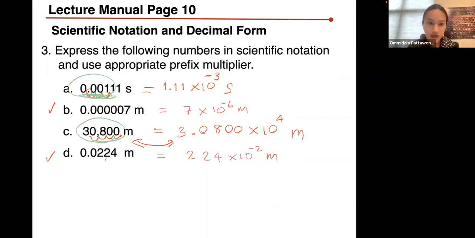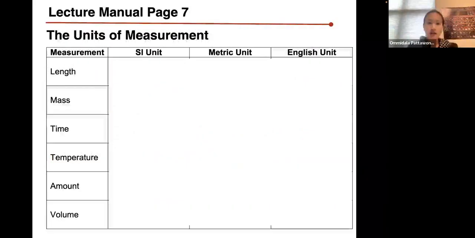All right, now let's take your work together. Again, if you get the answer differently, please also contact me so that we can address your concern. Next, we are going to take a look at units of measurement.